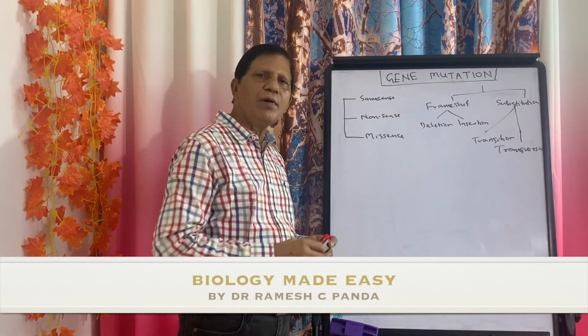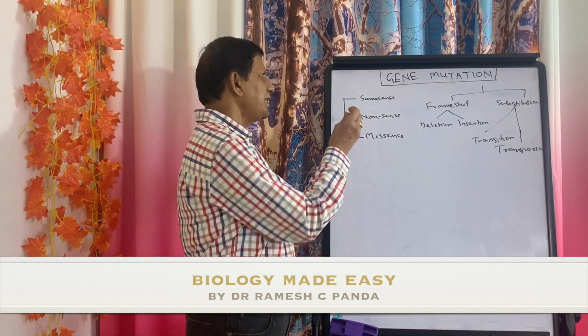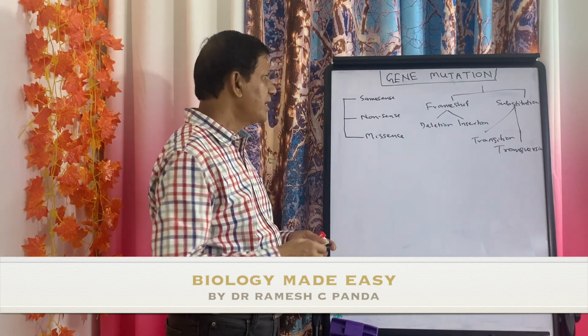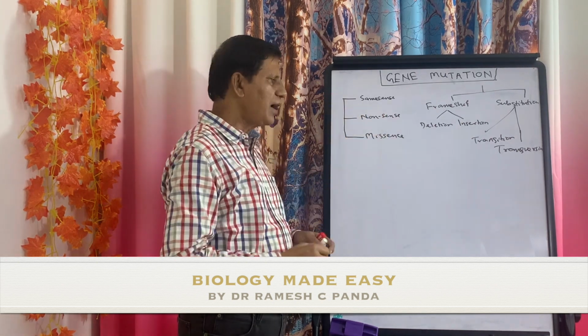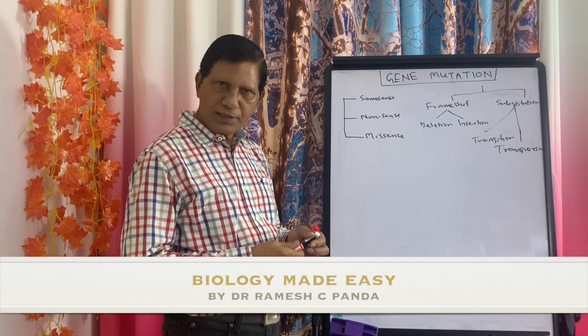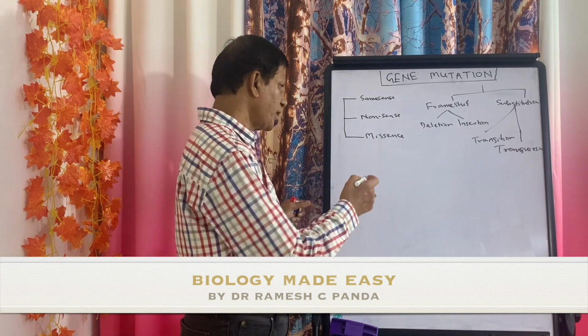Here I have given one type of classification: samesense mutation, or you can call it a silent mutation. Second is nonsense mutation, and third is a missense mutation. What is the difference between these three things? Let us discuss it with examples.